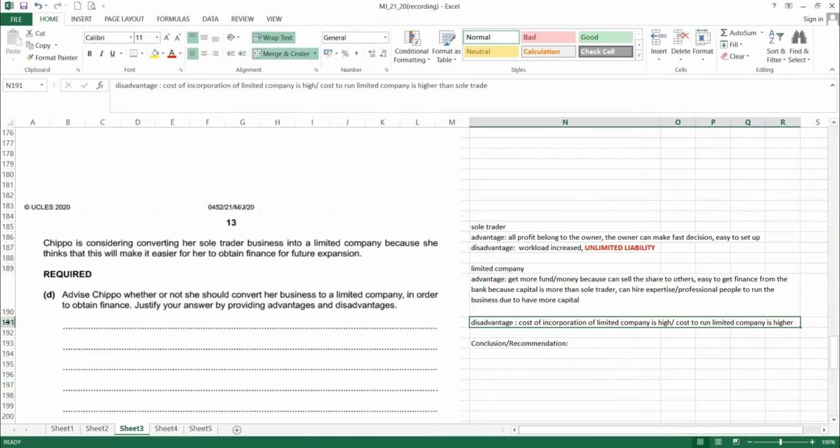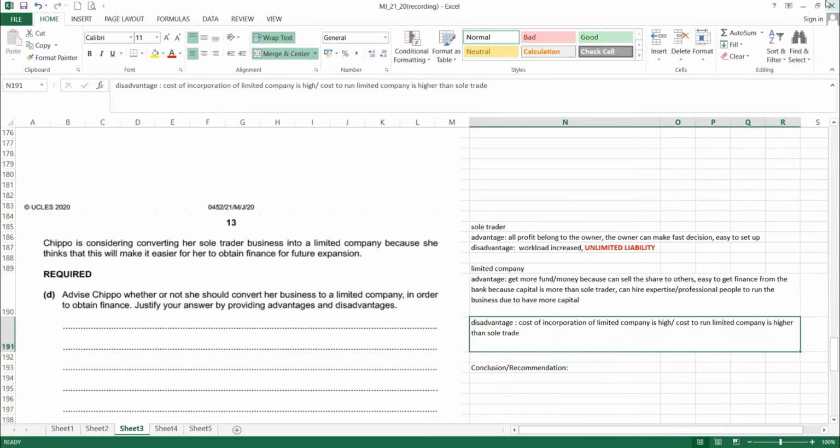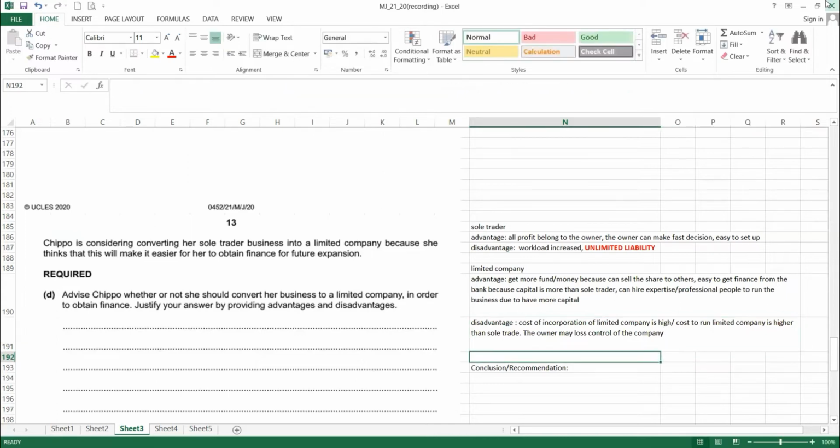And then coming to the sole trader, one thing is you have everything controlled by yourself. But when you incorporate the limited company, this is what the owner always worries about. The owner may lose control of the company, meaning that other people have more shares than you. You are not the main shareholder. You will lose the control of the company. Okay, come to conclusion. Later we see what we're going to say about the conclusion.